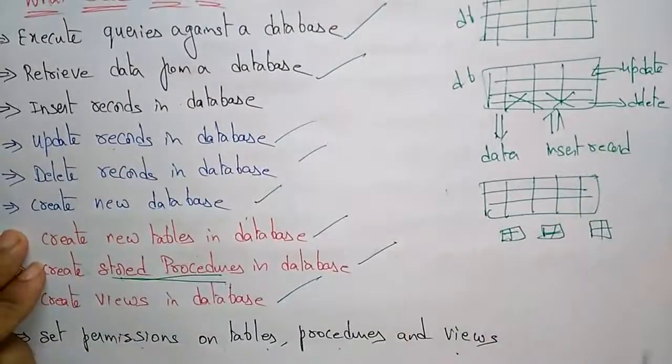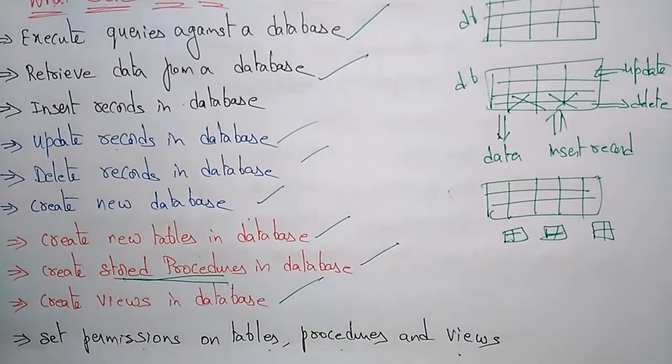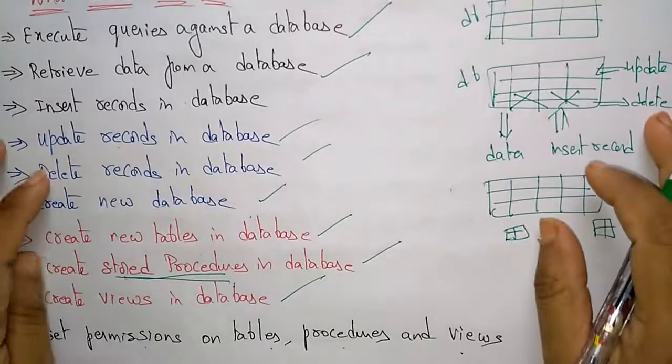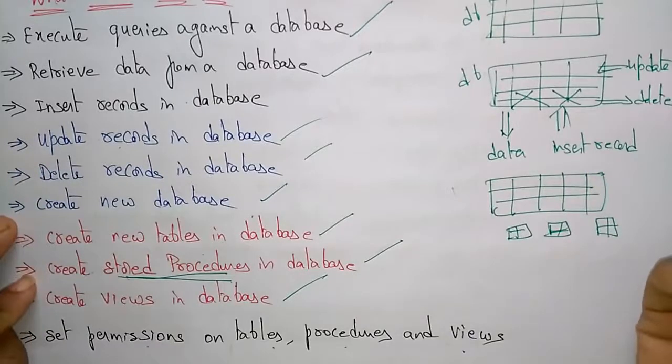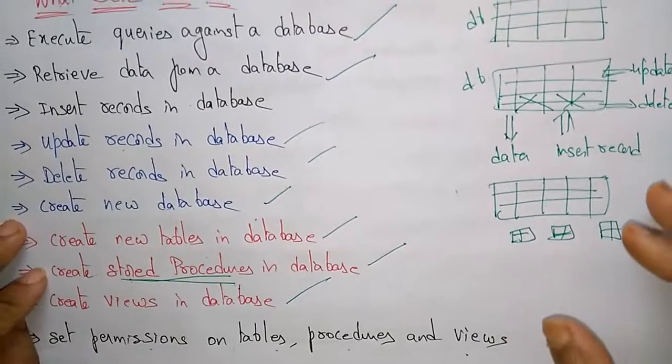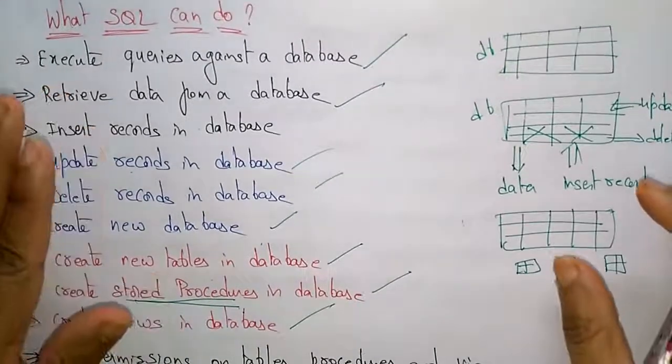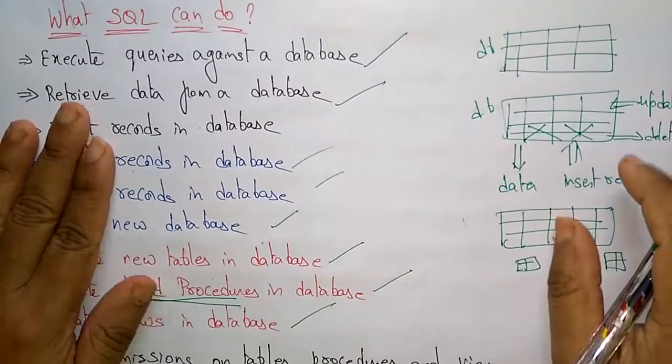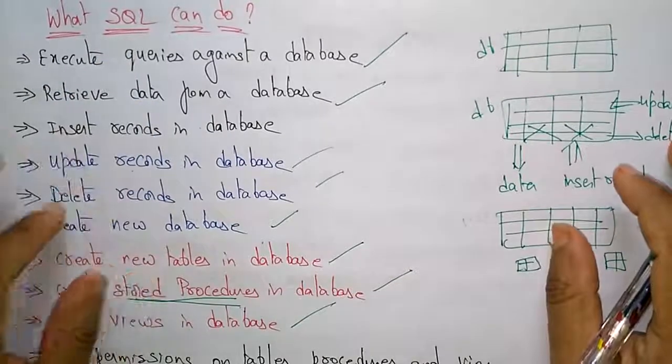So what can structured query language do? It can execute queries, retrieve data, insert records, update, delete, create views and create stored procedures also. And it also gives permissions on tables, procedures and views. So these are all the work done by the structured query language.